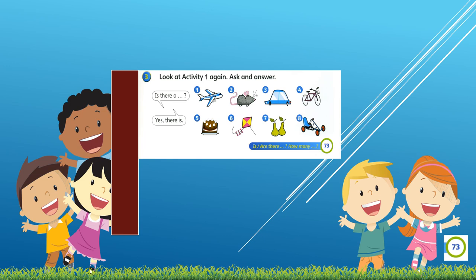Number 5. Is there a cake? Yes, there is. Good. Number 6. Are there any kites? Yes, there are. Good. Number 7. Are there any pears? No, there aren't. Number 8. Is there a go-kart? No, there isn't. Good.